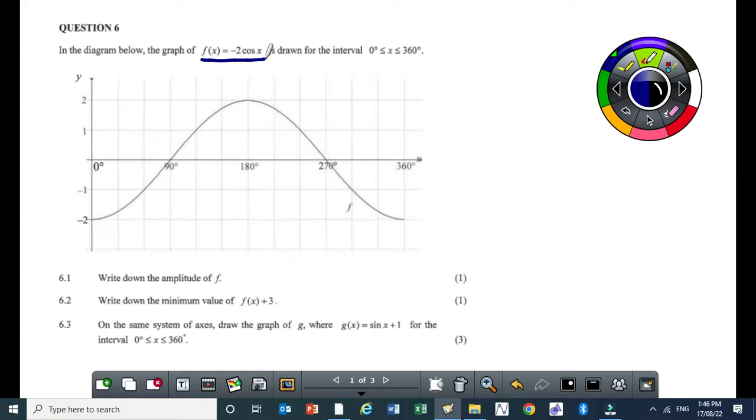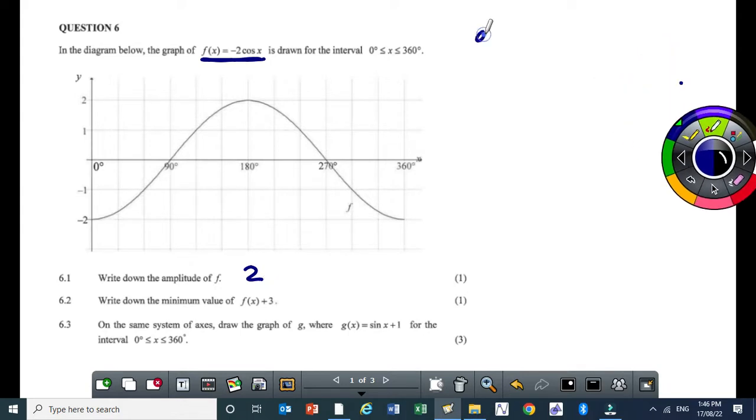You can get the amplitude from the equation. The coefficient of cos x is negative 2, but amplitude is always positive. So you take the positive of the negative. The answer here will be 2.